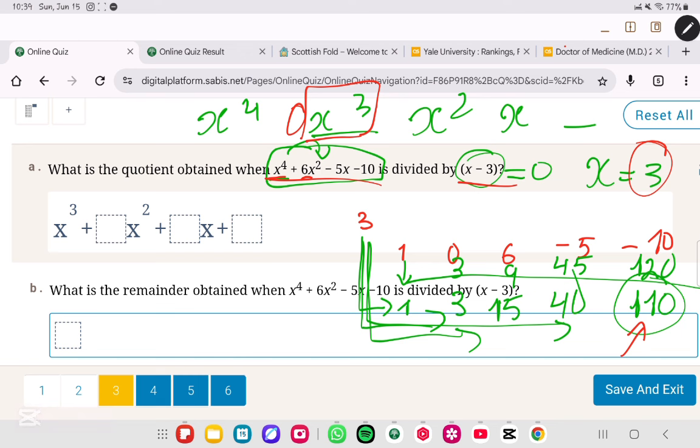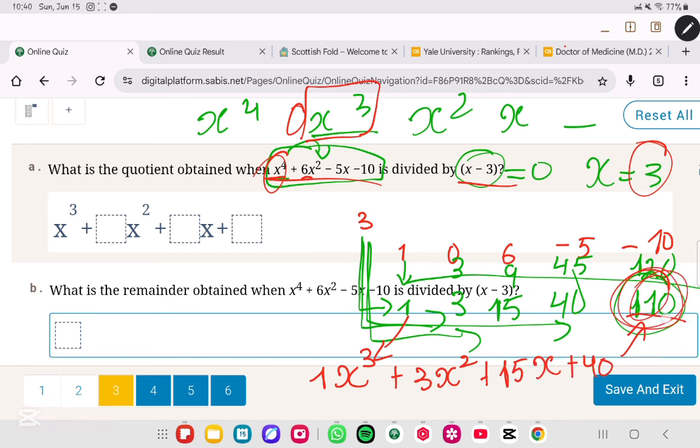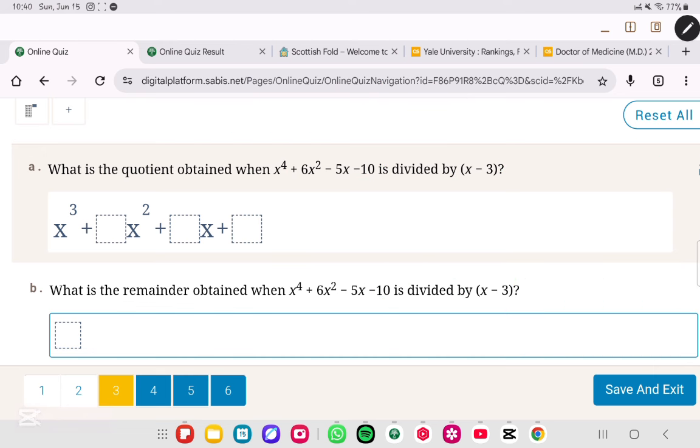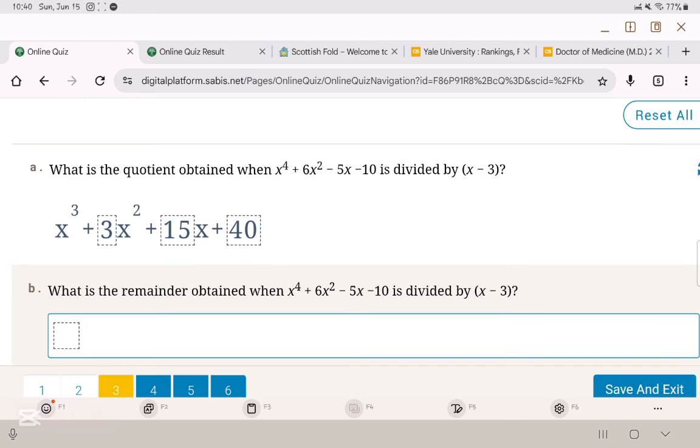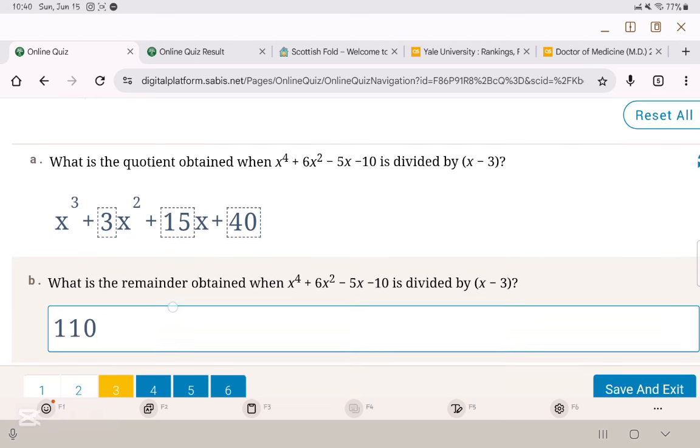Let's make the quotient together. We started with x to the power of 4, so the next thing we will start with is what? x to the power of 3. So here, 1 x to the power of 3 plus 3x to the power of 2, okay? Plus 15x plus 40, and this is our remainder. So 110 is our remainder. So again, it's x cubed plus 3x squared plus 15x plus 40, and our remainder was 110.